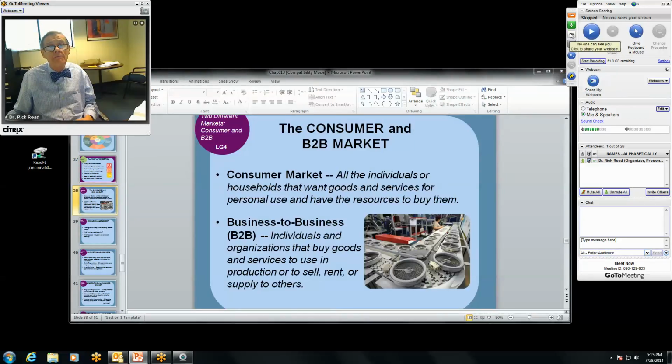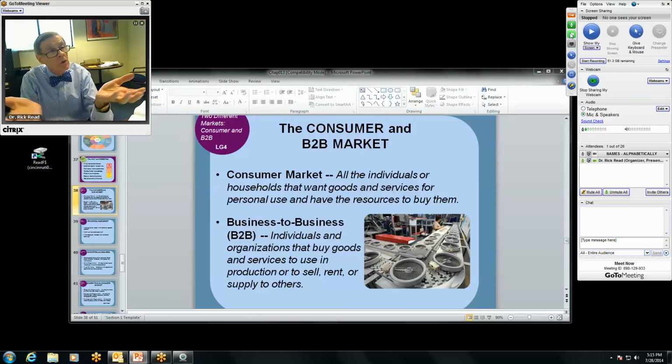The business-to-business consumer market, let's do the consumer market. That's households, and that's us, the ones not in the business market. And we have to remember here, we are people who have the resources to buy the product and have the ability to make decisions on what we want to buy and what we don't want to buy.